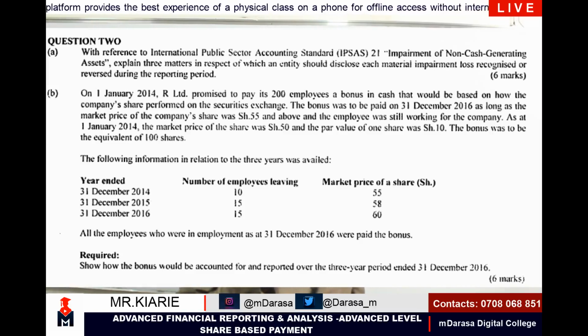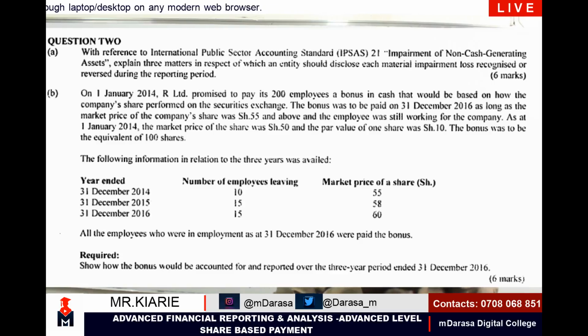Then you are told, on 1st January 2014, the market price of the share was 50, and the par value of the share was 10. The bonus was equivalent to 100 shares. Now you've been given the year, the number of employees leaving, the market price of the share, and all the employees who were in employment as of 31st December 2016 were paid the bonus.